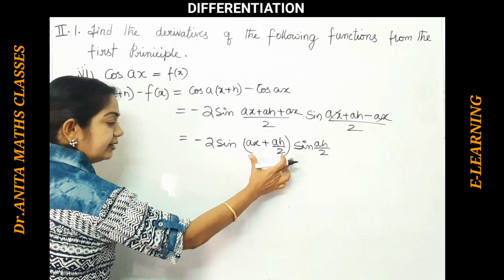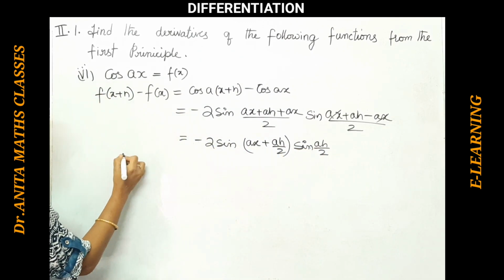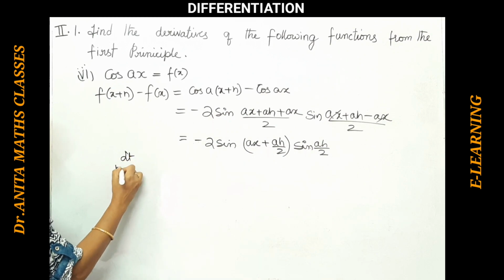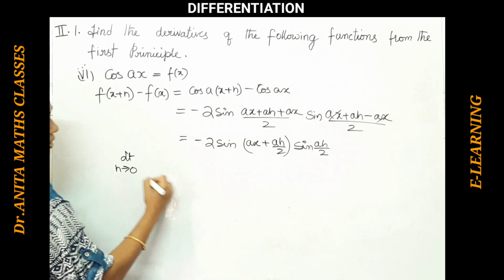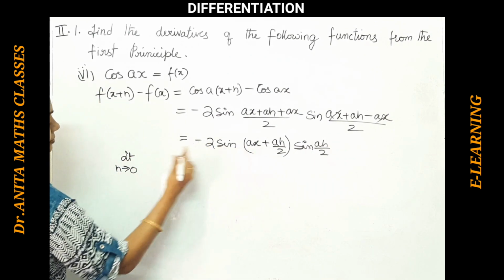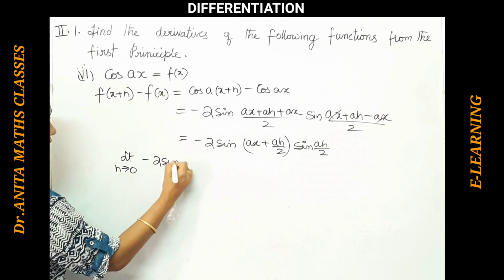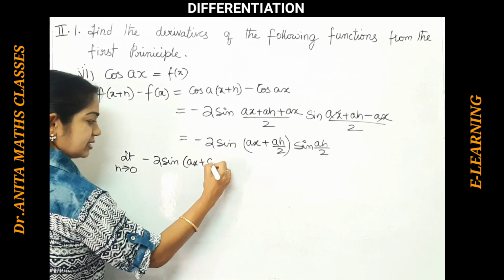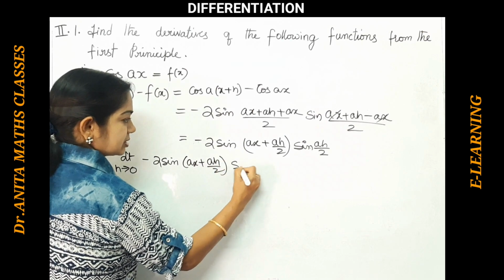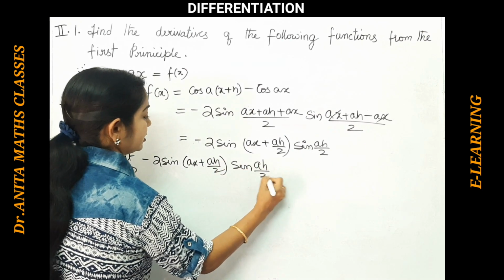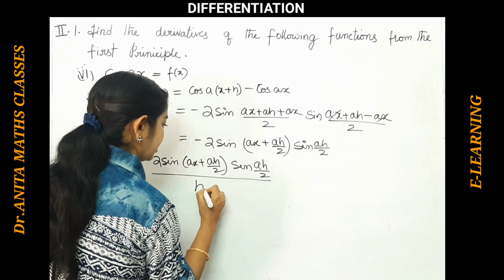Now divided by h, and we have to apply the limit for the first principle. So limit h tends to 0. So I'll write this, the complete thing is minus 2 sine of (ax plus ah by 2) sine of ah by 2 divided by h is there.